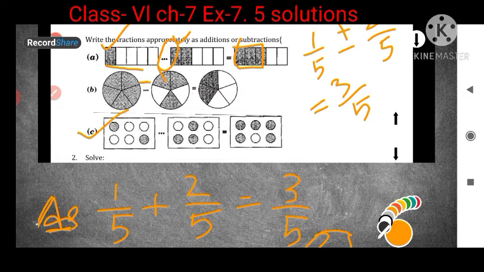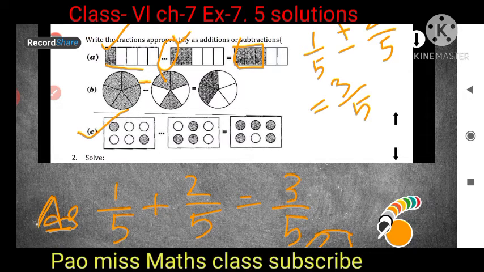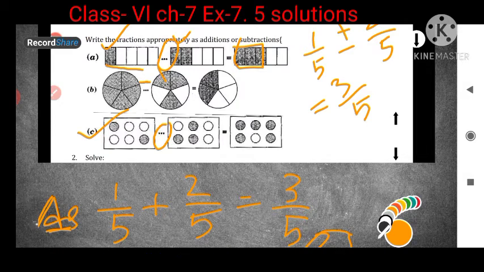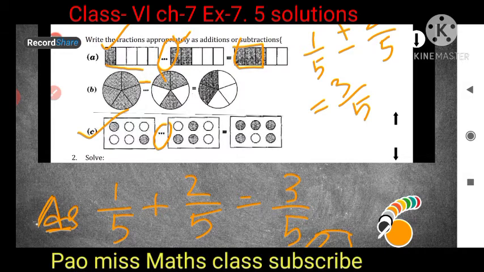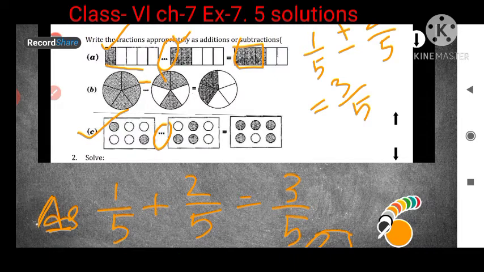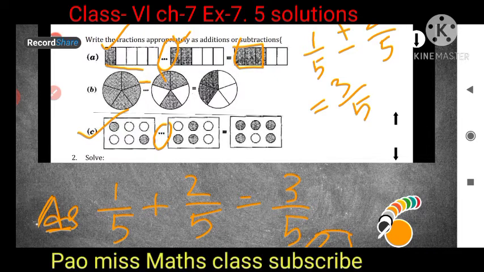Now this question, question C, is your homework. You have to fill this blank, either plus or minus. So you have to write down the fraction and fill it in by looking at it. Now come to the next question.